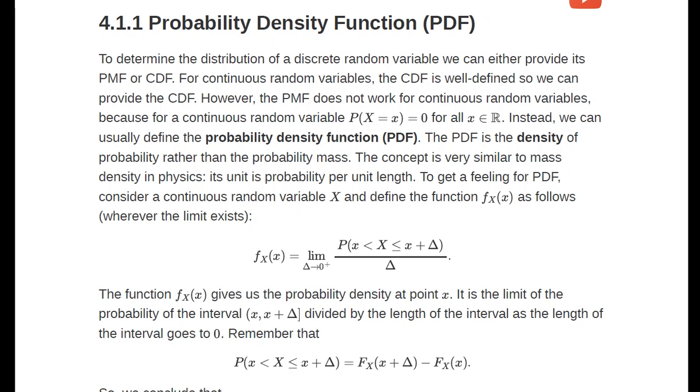Instead, we can usually define the probability density function, PDF. The PDF is the density of probability rather than the probability mass. The concept is very similar to mass density in physics. Its unit is probability per unit length. To get a feeling for the PDF, consider a continuous random variable X and define the function f of x as follows.